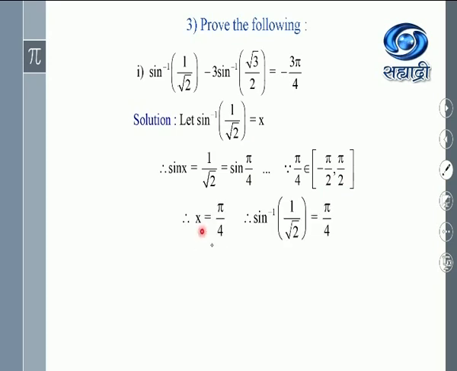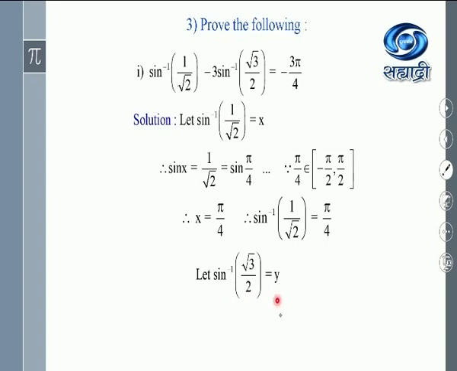Therefore, we can confirm x as pi by 4, and put the value here, x as pi by 4, giving you sine inverse of 1 upon root 2 is equal to pi by 4. Okay. Now let us find the principal value for sine inverse of root 3 by 2.